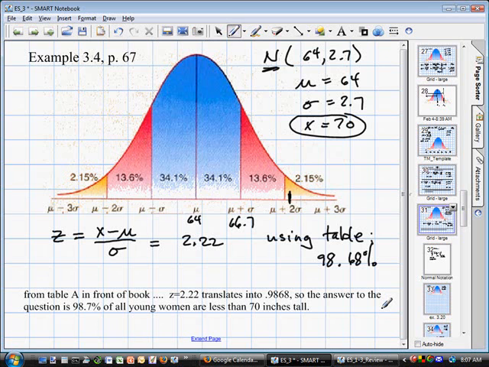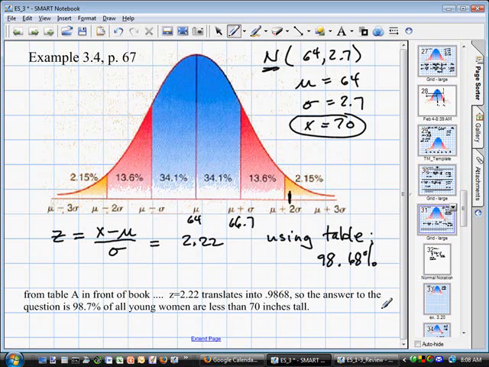Okay, here we go. The question is, what percent of all women are below 70 inches tall, given the data on the top right? So you notice I wrote down what they gave me. Now they want to know about this score, 70. So good old Z, you pull it out and calculate the standard score. I didn't write the numbers down, but what would they be? 70 minus 64 divided by 2.7. When I did that arithmetic, I came up with 2.22.